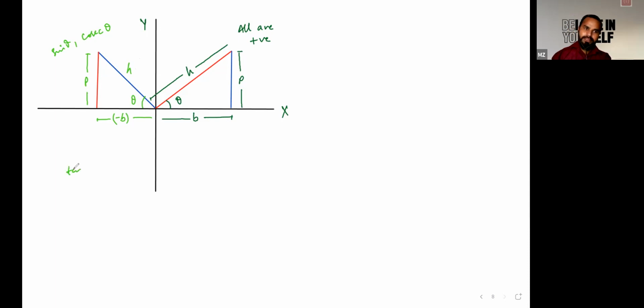Similarly, in the third quadrant, tan theta and cot theta would give you a positive value. The rest of the terms would be negative. And in the fourth quadrant, cos theta and its reciprocal sec theta would be positive. The rest of the terms would be negative. Is it clear? Nida, is it clear? Yes, sir.